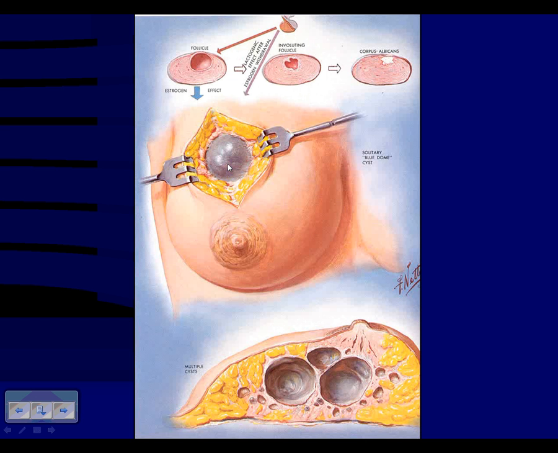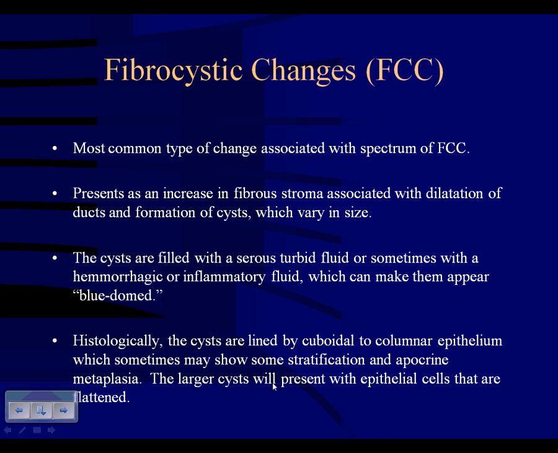But yeah, that's a huge cyst. They don't usually get that large, but when they do, that's what they look like. And here it is on cross section, showing you how large some of these cysts can get, surrounded by all the scar tissue. Again, it's fibrocystic change, the most common type of change associated in the spectrum.